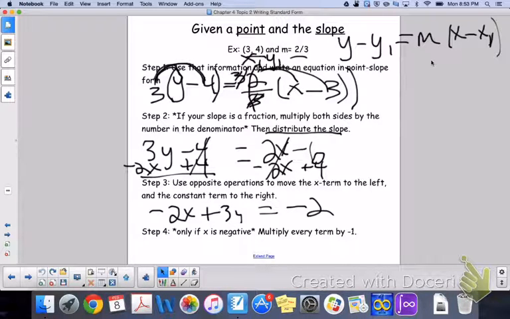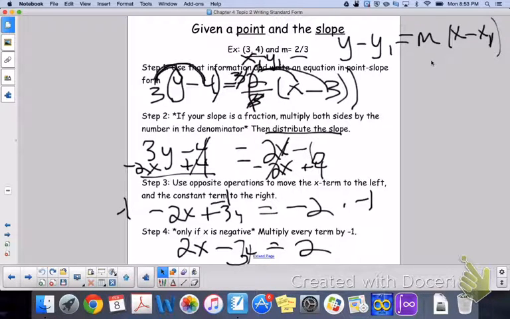And then step 4, only if x is negative, we have to multiply every term by negative 1. So we're going to multiply everything times negative 1. So negative 1 times negative 2 is positive 2x. Negative 1 times 3y is negative 3y. And negative 2 times negative 1 is plus 2. Okay, so that's how you do it.